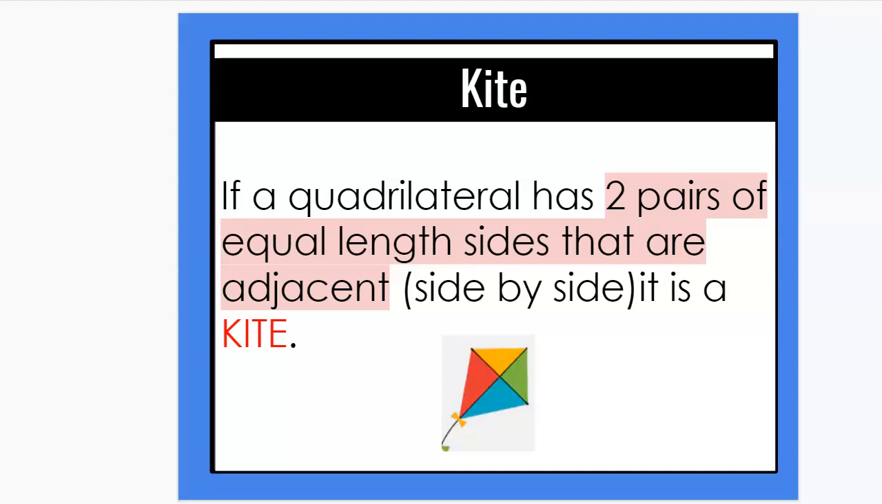Then there's a category called a kite. If a quadrilateral has 2 pairs of equal length sides that are adjacent, that means they sit side by side, not across from each other, but side by side, then it's classified as a kite. And the kites that we can fly on a windy day are that particular shape. They have 2 equal length sides. There's 1 pair, and then another 2 sides that are equal length. That's the second pair. And they are adjacent to each other, sitting side by side.